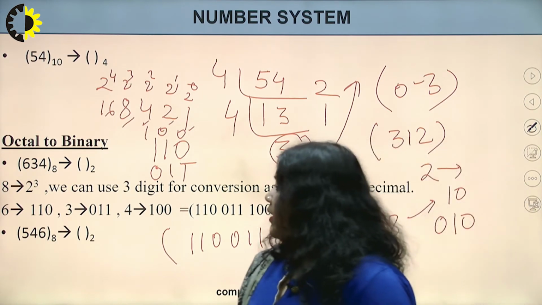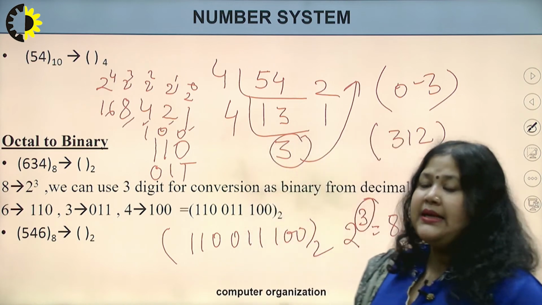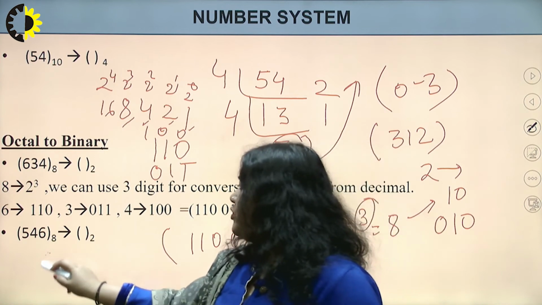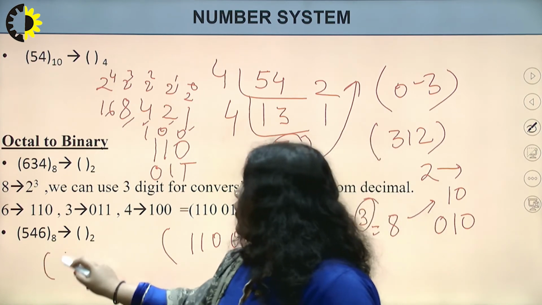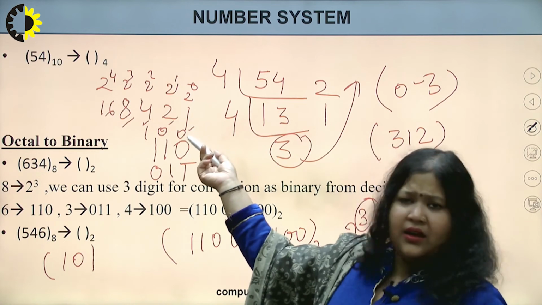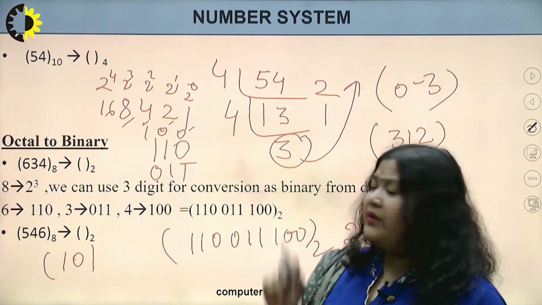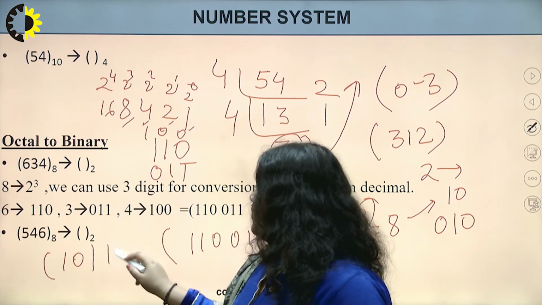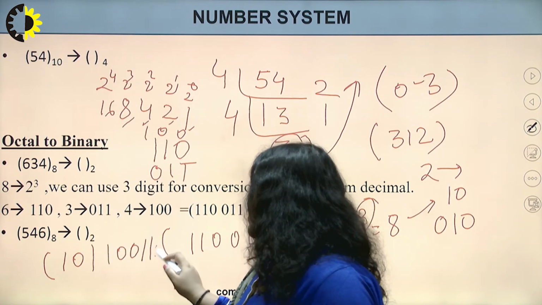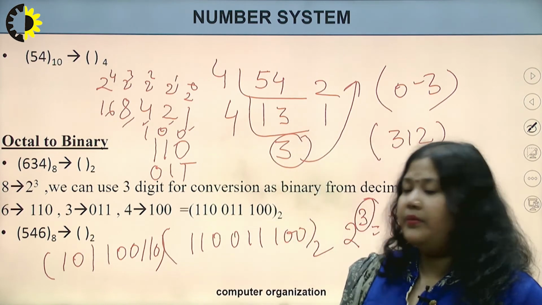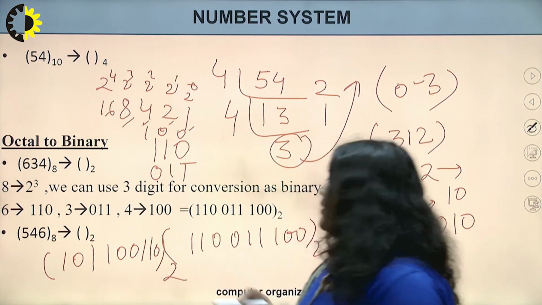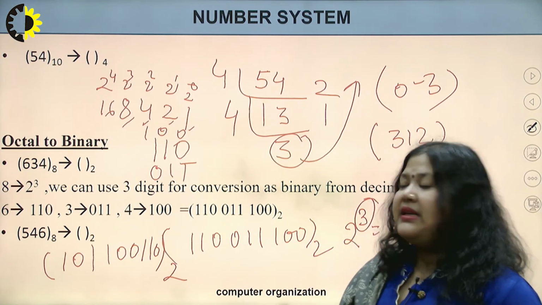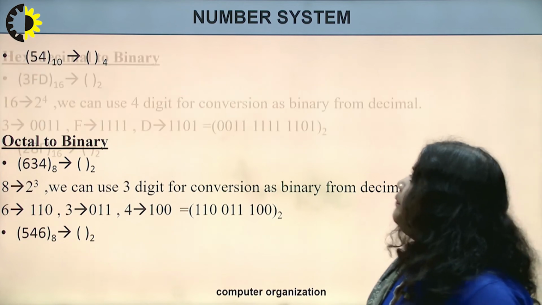Now take another example, 546 base 8 converted to base 2. How do we represent this number? The representation of 5 in 3 bits is 101. You can directly convert the number by using the weighted codes. This is 4 plus 1, 5, so this is 101. Now 4 is 100 and 6 is 110, which I already took in the previous example. So the result is 101, 100 and 110. So this is the basic conversion from octal to binary.